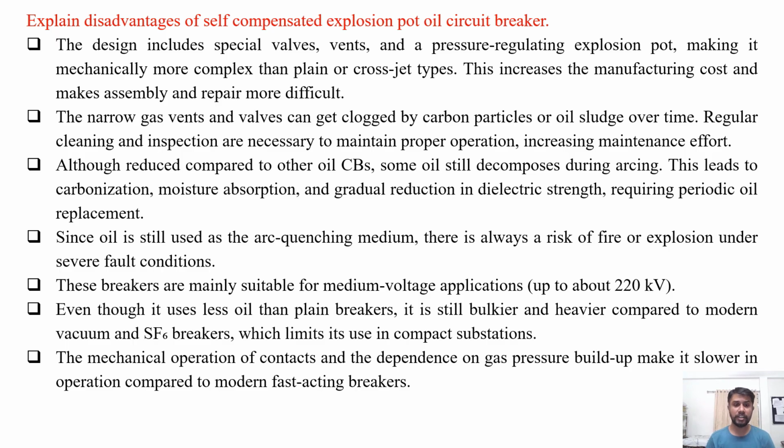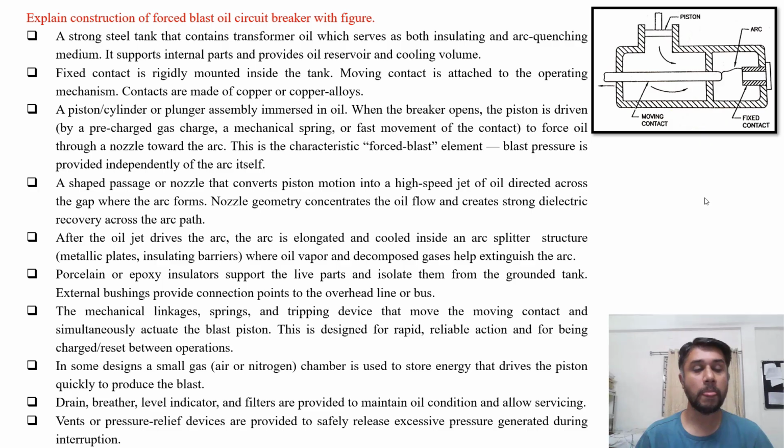The mechanical operation of contacts and the dependence on gas pressure buildup make it slower in operation compared to the modern fast-acting breakers. So these are several disadvantages or limitations of the self-compensated explosion pot oil circuit breaker.